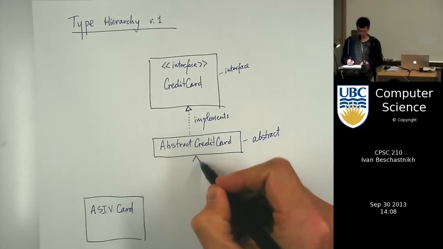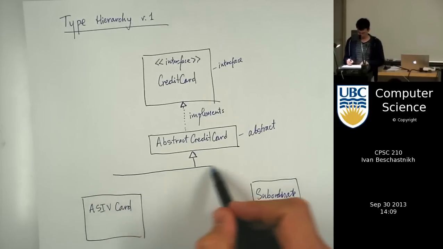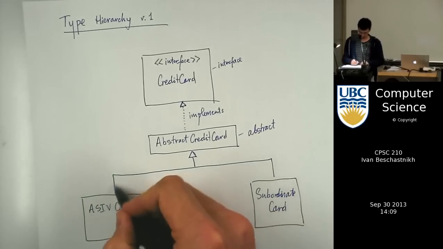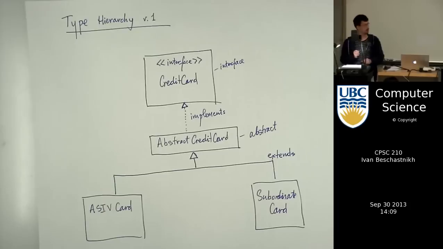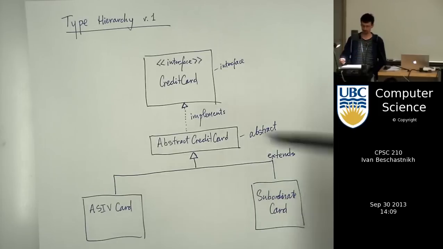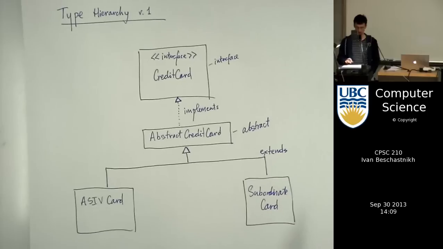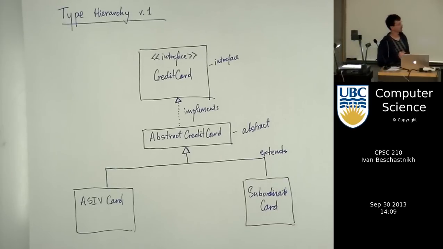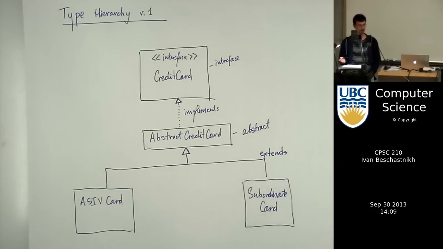And what I had below is the extends relationship. And that's a solid line. So both ASIF card and subordinate card, they both extend abstract credit card. So this is where we left things off last time. So what we did is we added this class and we talked about these different relationships and what's possible and what's impossible within this type hierarchy.